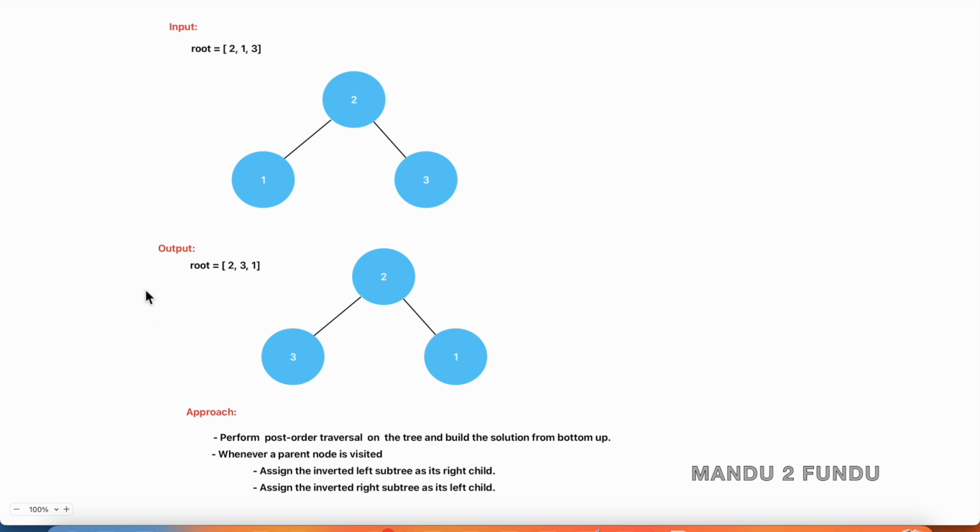So how can we do that? Basically we can perform a post order traversal and perform the inverting operation on the children, and then the inverted subtrees will be attached to the parents recursively as we reach the root node. Whenever a parent node is visited, first we invert the left subtree and then invert the right subtree. The inverted left subtree will be attached as the right child of the root. The inverted right subtree will be attached as the left child of the root. So we do it as we go up. We build this inverted tree from bottom up.